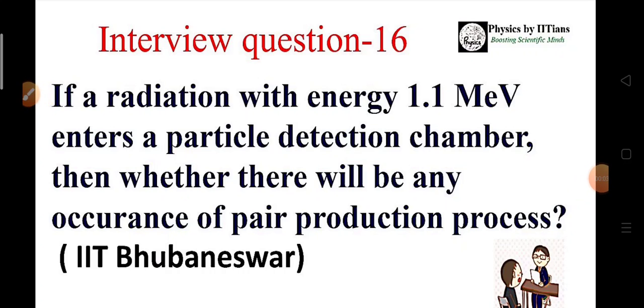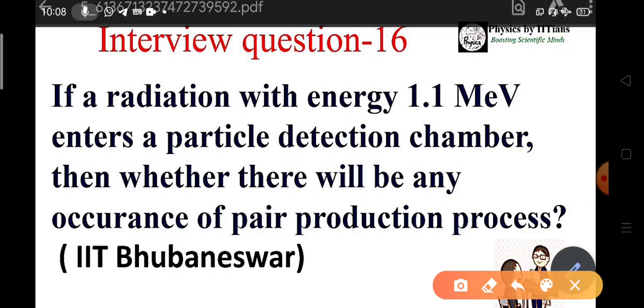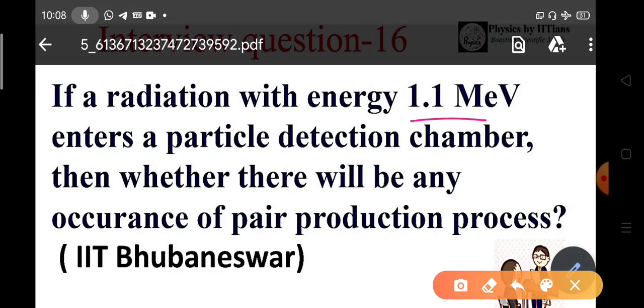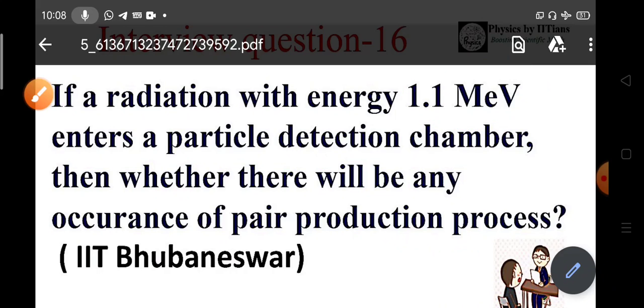We are back with another interview question, and this question was asked in the IIT Bhubaneswar PhD interview. The question is: if a radiation with energy 1.1 mega electron volt enters a particle detection chamber, will there be any occurrence of pair production or not? So you have a high energy electromagnetic radiation with energy 1.1 MeV entering a particle detection chamber, and whether there will be any generation of pair production or not.